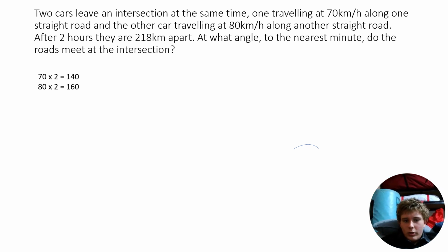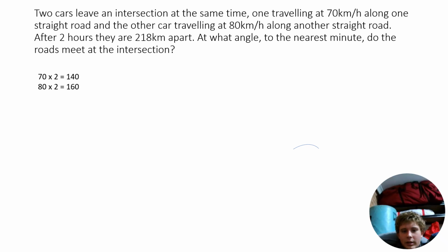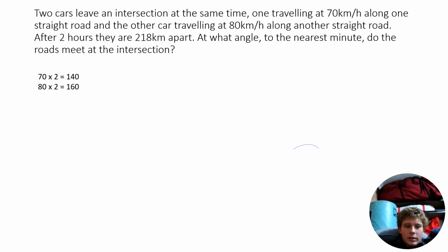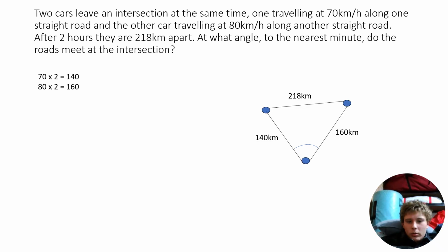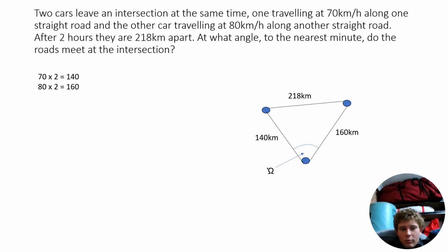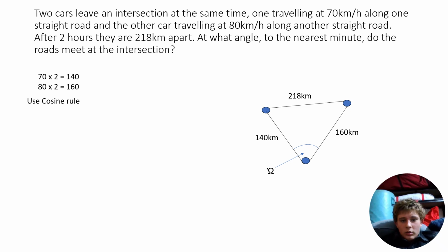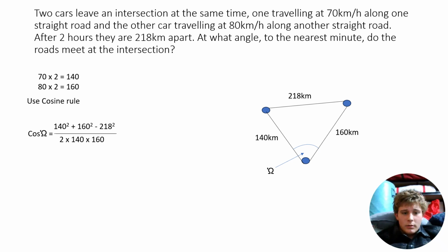Alright, first thing, after 2 hours, they're going 70 and 80 kilometers an hour respectively, so we times those numbers by 2. 70 times 2 is 140, 80 times 2 is 160. So let's draw up our little diagram: 140, 160, 218. Then we are finding omega. We're going to use the cosine rule, the application of it is very important here.